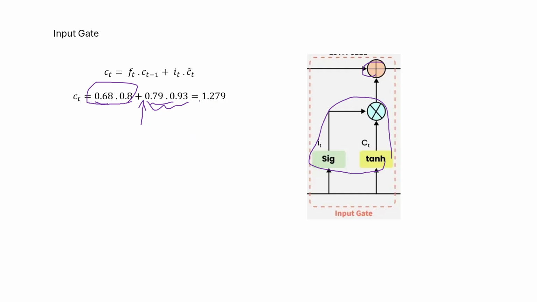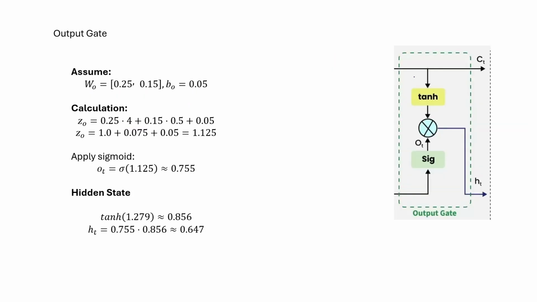So we get a new cell state of 1.279. So remember, it will go this way as a new cell state, and it would also go down into the next gate that we're going to see. So this is what I was talking about.